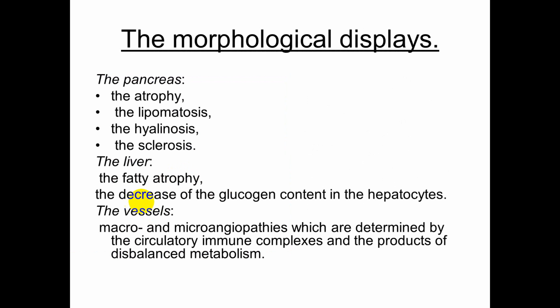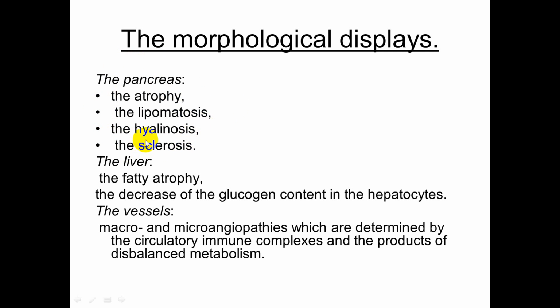Morphological displays of diabetes mellitus. In the pancreas, the next changes are very important. Please, you must remember: atrophic change, lipomatosis, hyalinosis, and sclerosis. Please, I repeat, changes in the pancreas by diabetes mellitus: atrophy of the parenchyma of the islands, lipomatosis of the parenchyma, hyalinosis of the parenchyma, and sclerosis of the parenchyma.